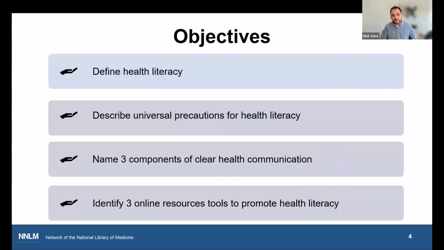So we have a few things on deck for today. This is our agenda, but really after the session, we're going to be able to define health literacy, describe universal precautions for health literacy, name 3 components of clear health communication, and identify 3 online resources and tools to promote health literacy.